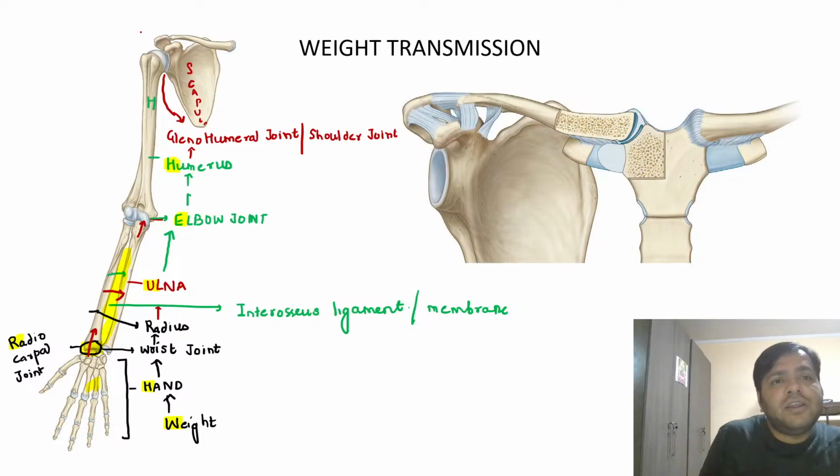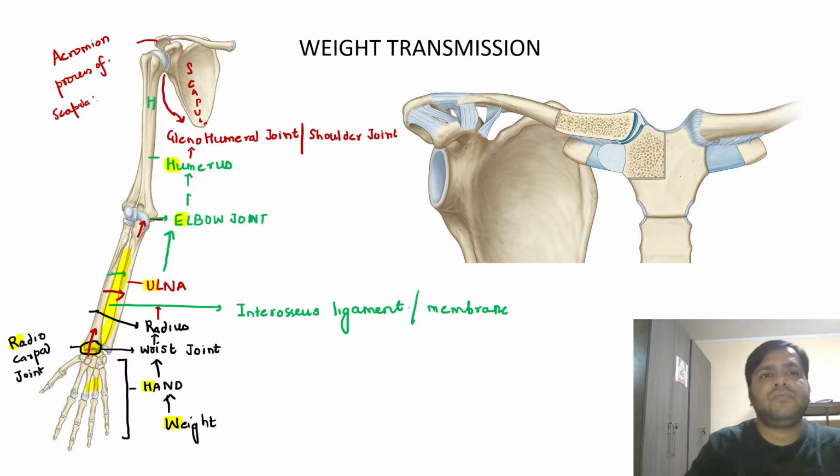Now you already know the weight has come to the scapula. This is the acromion process of the scapula, and this is the coracoid process of the scapula.